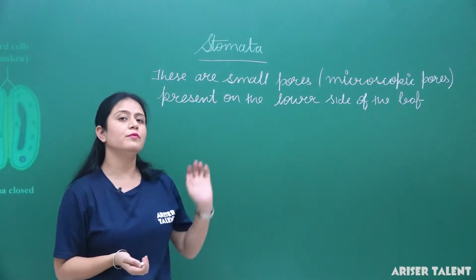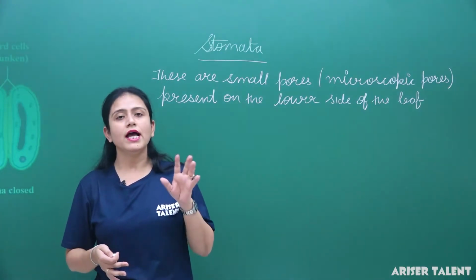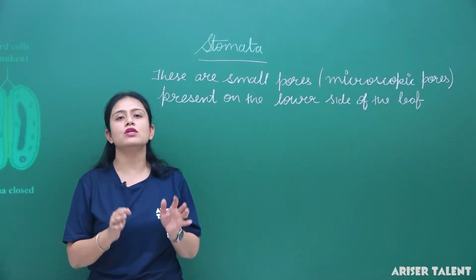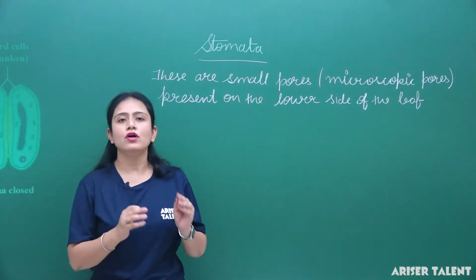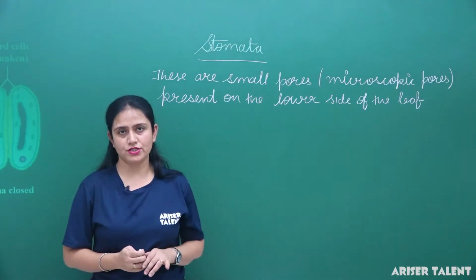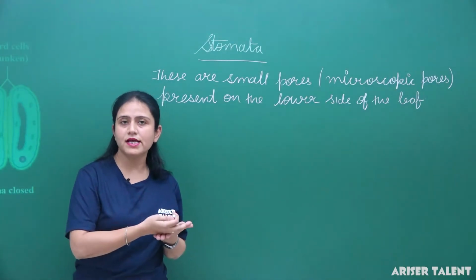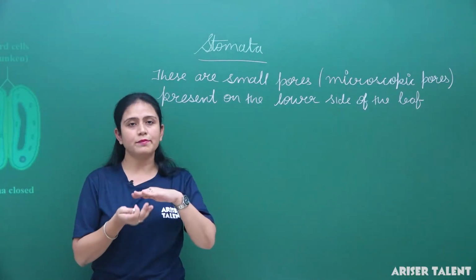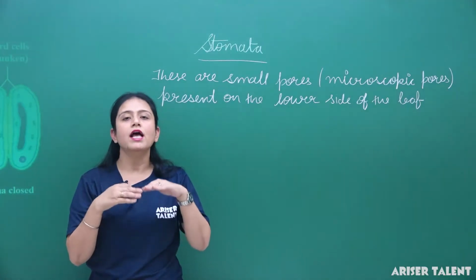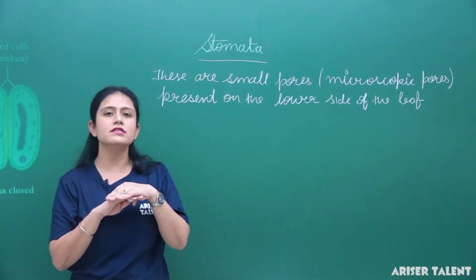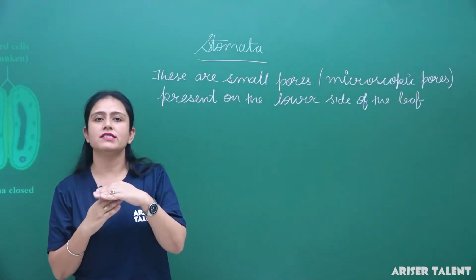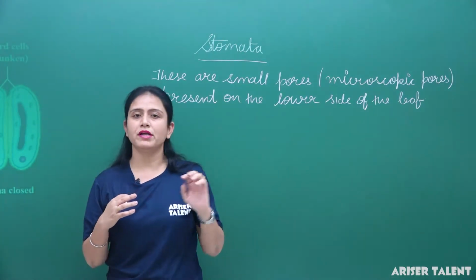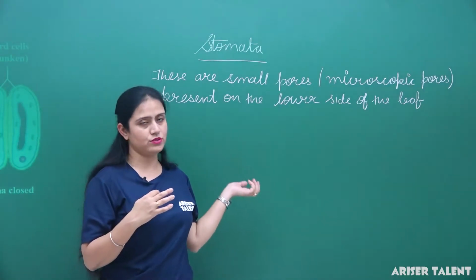Do you know why they are present on the lower side of the leaf? Actually, they are present on the lower side to reduce the loss of water from the leaf, or to reduce the rate of transpiration. If they were on the upper side, then the rate of transpiration would increase, because the upper side faces the sunlight directly and the lower side doesn't face the sunlight directly. So this is the reason they are present on the lower side and the rate of transpiration is reduced. Clear?